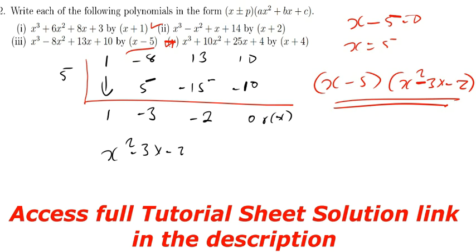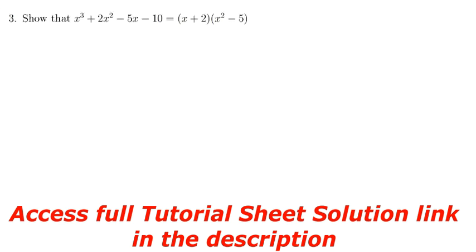Okay, let us go ahead and talk about question 3, which is saying show that x to the power 3 plus 2x squared minus 5x minus 10 is equal to that. So here you choose. It's either you can show that this is equal to that, or you can show that this is equal to that. So I'll do both. So here I can separate these things. I can do this one alone and this one again alone. So the first one I can factor out x to the power 2.